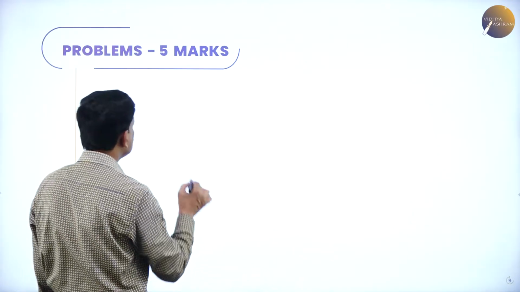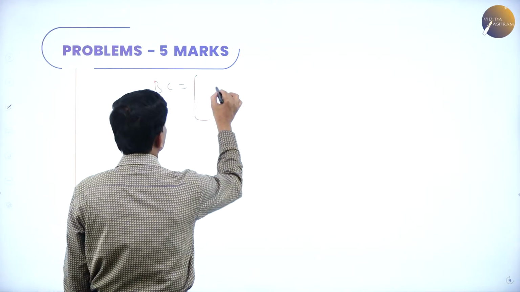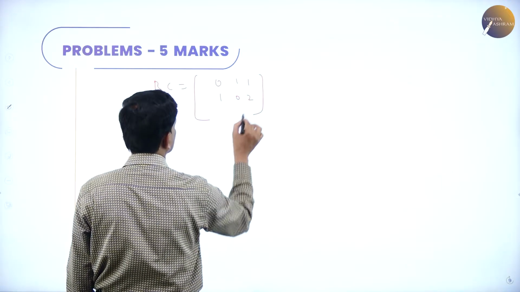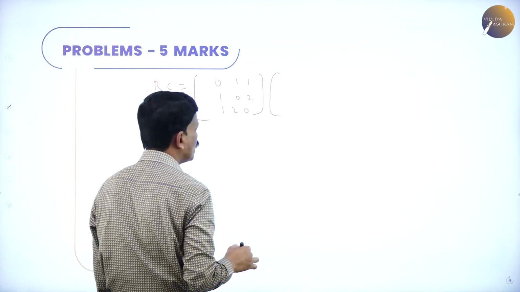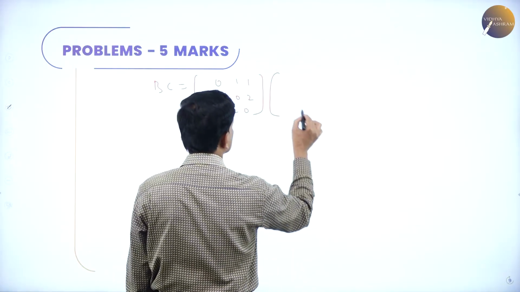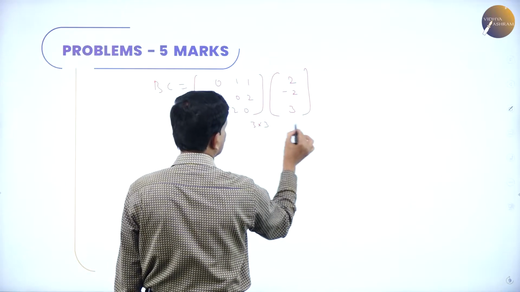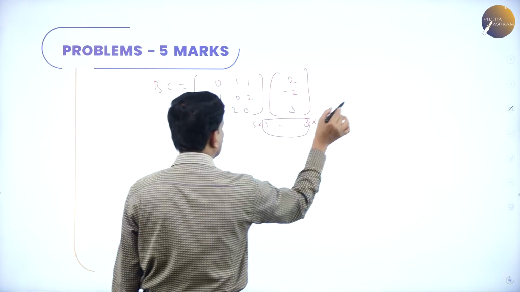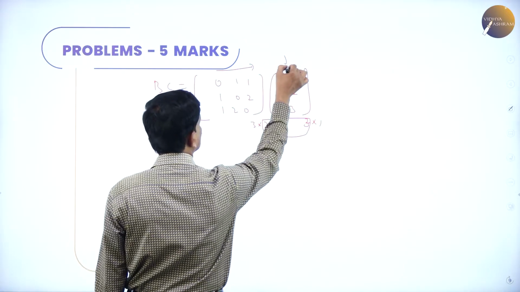Now to find out BC, what is B matrix? 0, 1, 1, 1, 0, 2, 1, 2, 0 into matrix C. What is C? 2, minus 2 and 3. So this is also of order 3 rows 3 columns and 3 rows 1 column. These two are equal. We can multiply and the matrix obtained is of order 3 rows 1 column. First row, first column.